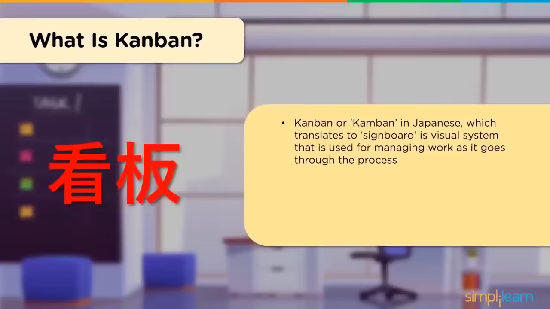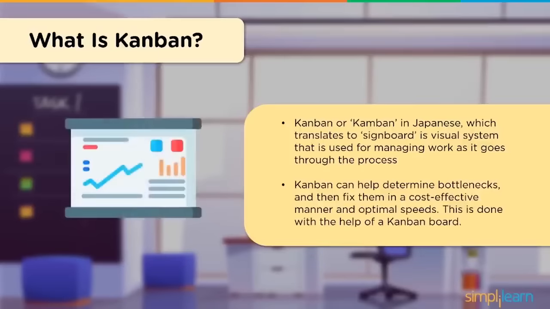Kanban comes from the Japanese word Kanban, which literally means signboard. Like Scrum, Kanban is a popular agile framework that is a visual system by which the work can be managed with ease as it progresses. Kanban uses something known as the Kanban board to make these things possible. With this, you can easily identify bottlenecks and then fix them cost-effectively at optimal speeds.